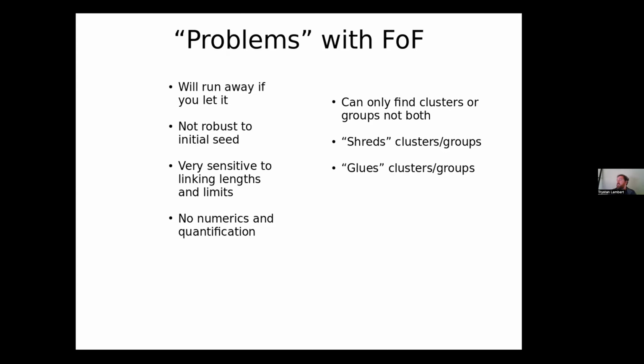But it can really cause some confusion algorithmically, and it doesn't identify substructures. So we endeavored to try and solve some of these problems. One of them, the first two, runaway and not robusticity, we solved. Well, I'll give you an example of what happens.